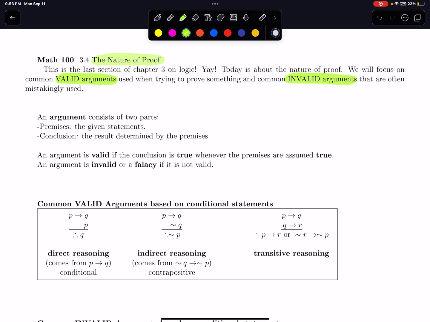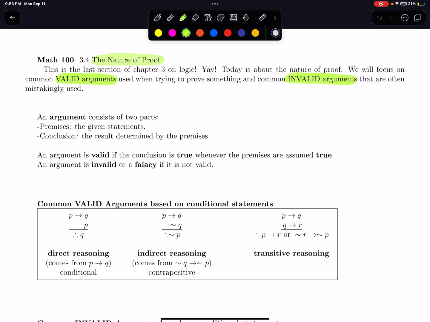Today we're going to focus on evaluating some of the common valid arguments and common invalid arguments, and being able to tell which one we're looking at. Sometimes it's actually hard to tell. Sometimes we can be tricked.